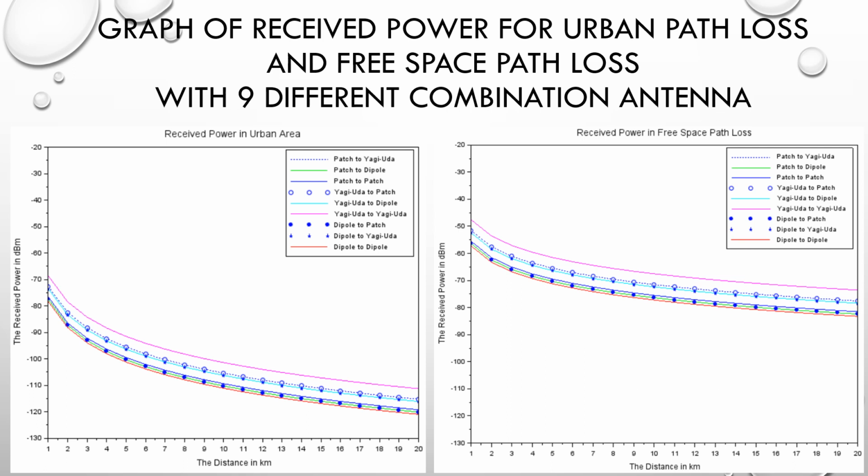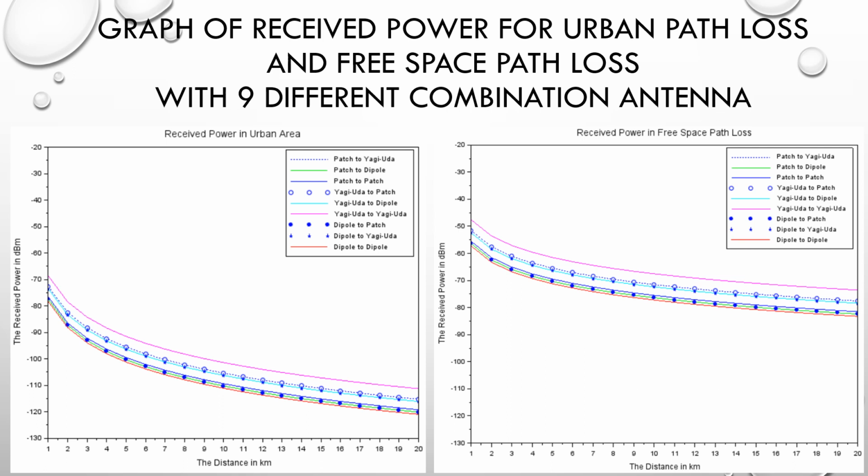As you can see in this graph, the combination of patch to Yagi-Uda and Yagi-Uda to patch antenna overlap. This is because both combinations have the same value of received power. It can also be seen in the combination of patch to dipole and dipole to patch, and the combination of Yagi-Uda to dipole and dipole to Yagi-Uda.